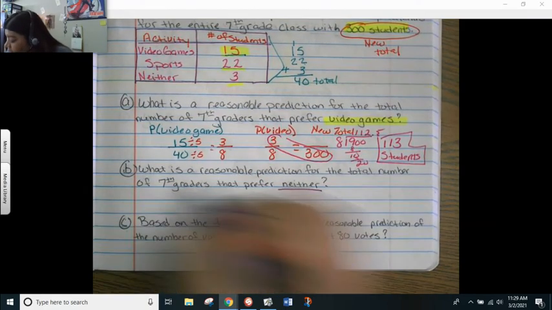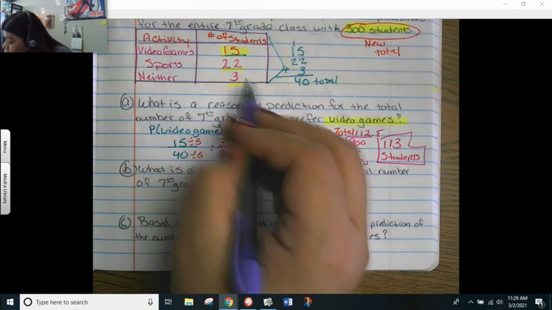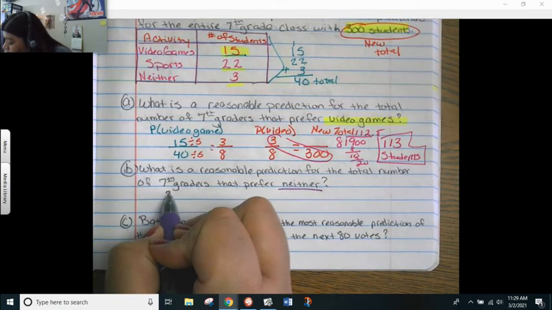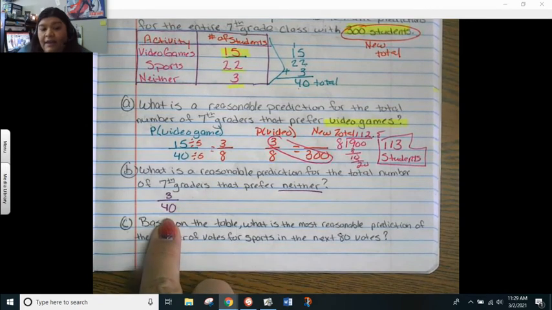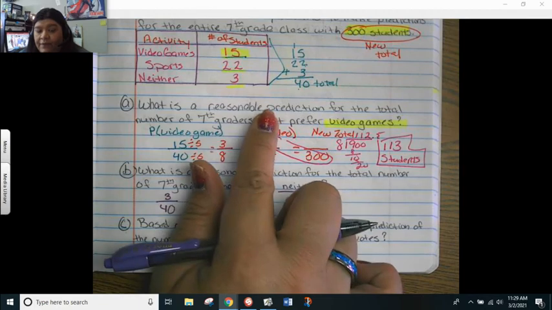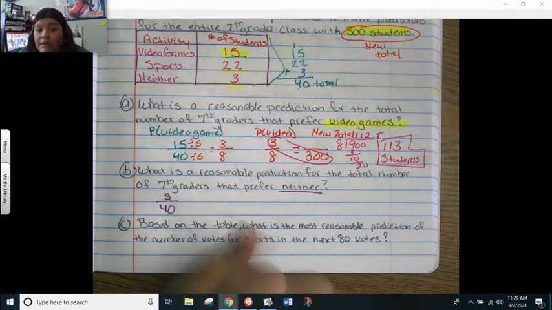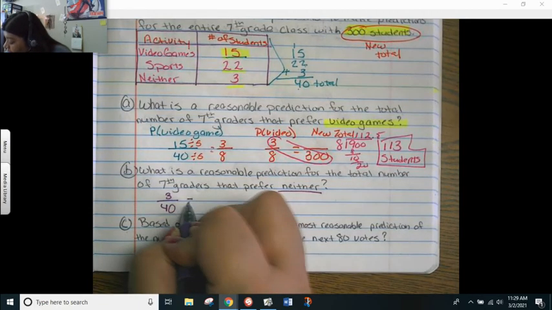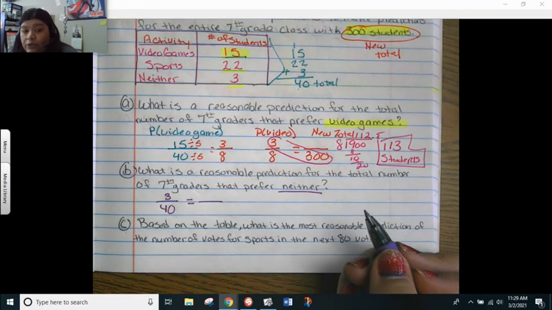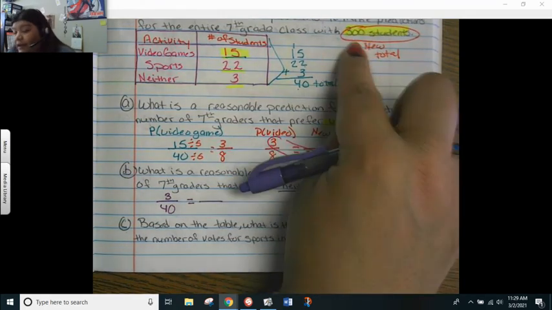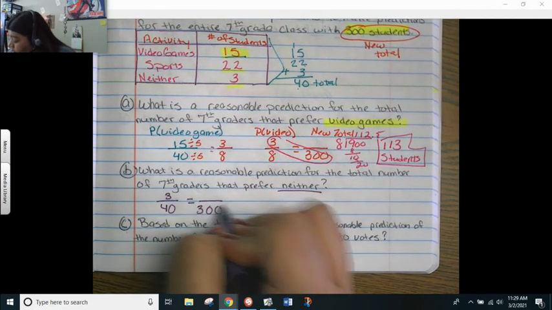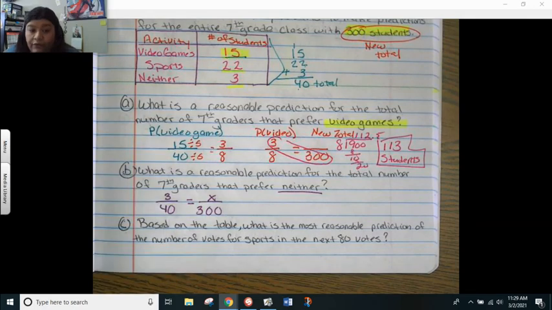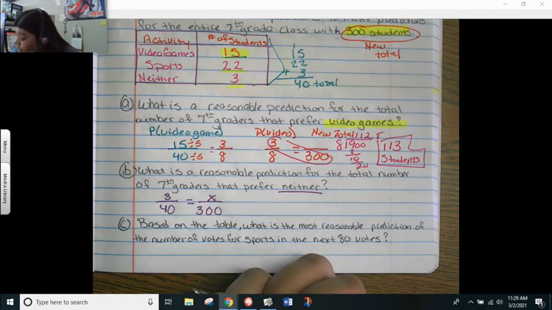So I want the probability of neither. So neither is going to be 3 out of 40. Okay, that is the probability of neither. I have 3 out of 40. Okay, that's just basic probability. And then now I want to know, okay, well, how many will choose neither out of the 300 students I have? That's all you have to do. Now it's up to you to cross multiply and divide.